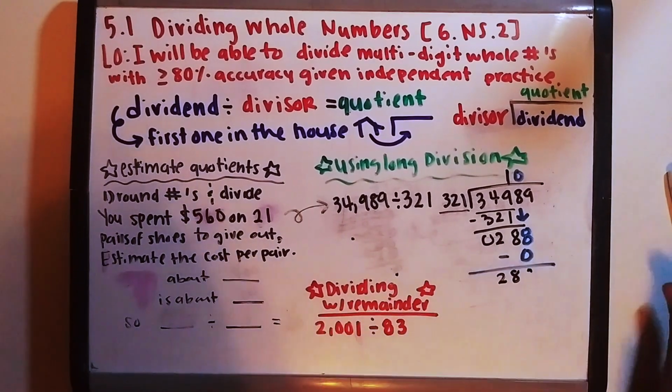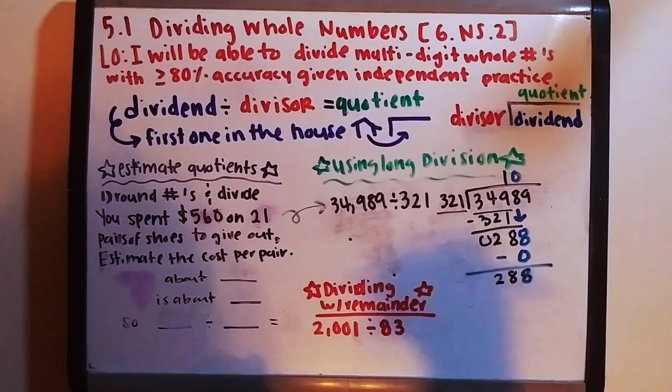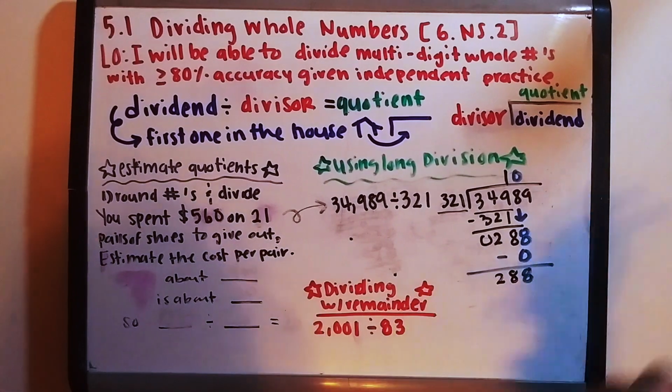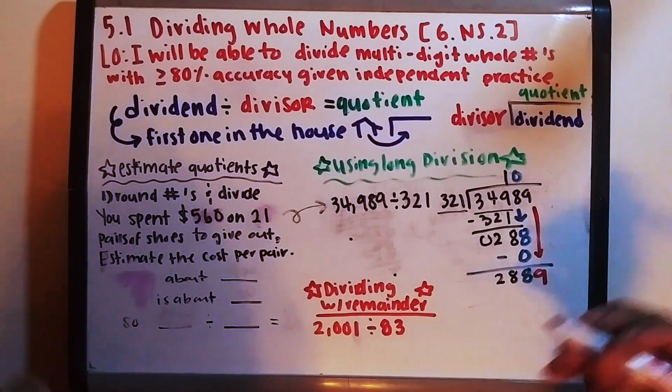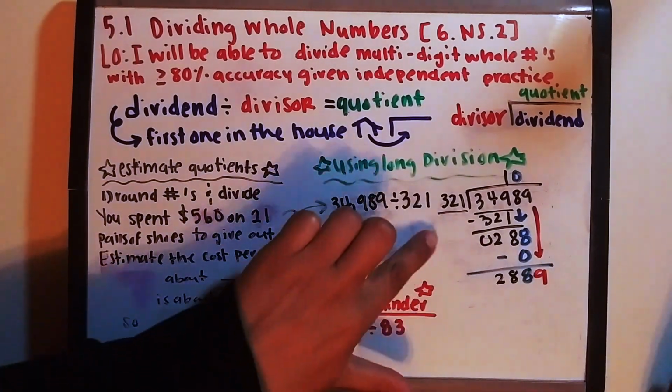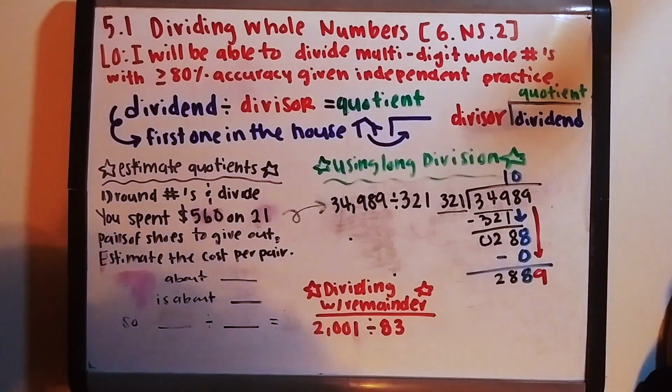That's 8 right there. And then what I have to do is bring down my 9. Okay, and now the question is, how many times does 321 go into 2,889?